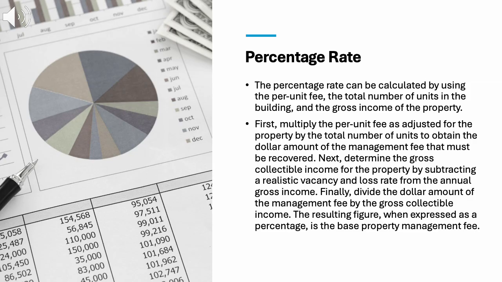Percentage rate. The percentage rate can be calculated by using the per unit fee, the total number of units in the building, and the gross income of the property. First, multiply the per unit fee as adjusted for the property by the total number of units to obtain the dollar amount of the management fee that must be recovered. Next, determine the gross collectible income for the property by subtracting a realistic vacancy and loss rate from the annual gross income. Finally, divide the dollar amount of the management fee by the gross collectible income. The resulting figure, when expressed as a percentage, is the base property management fee.